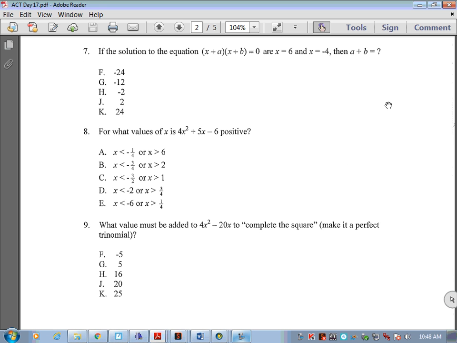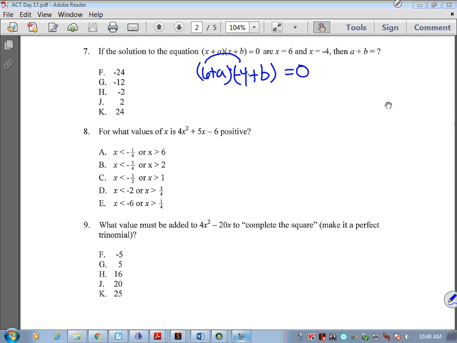If the solutions to the equation (x + a)(x + b) = 0 are x = 6 and x = -4, then what is a plus b? Okay, so what they are saying here is that (x + a)(x + b) equals 0, with x being 6 and -4. Is that correct? So, all right, we're going to try our best here. Okay, so let's start off with this.